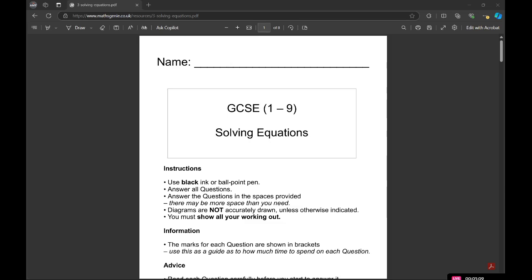Guys, in this session, we are looking at how we solve equations for GCSE maths, higher and foundation.